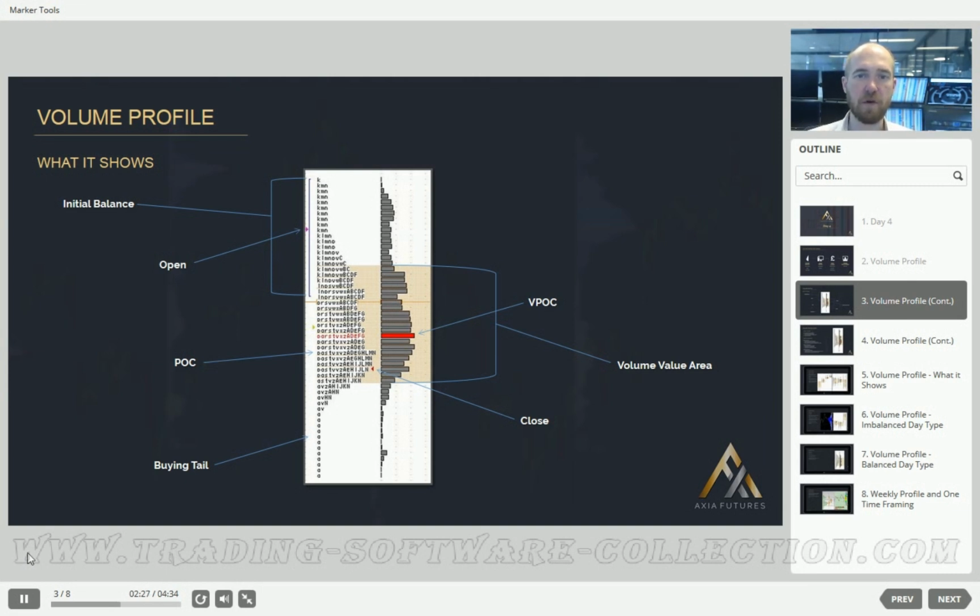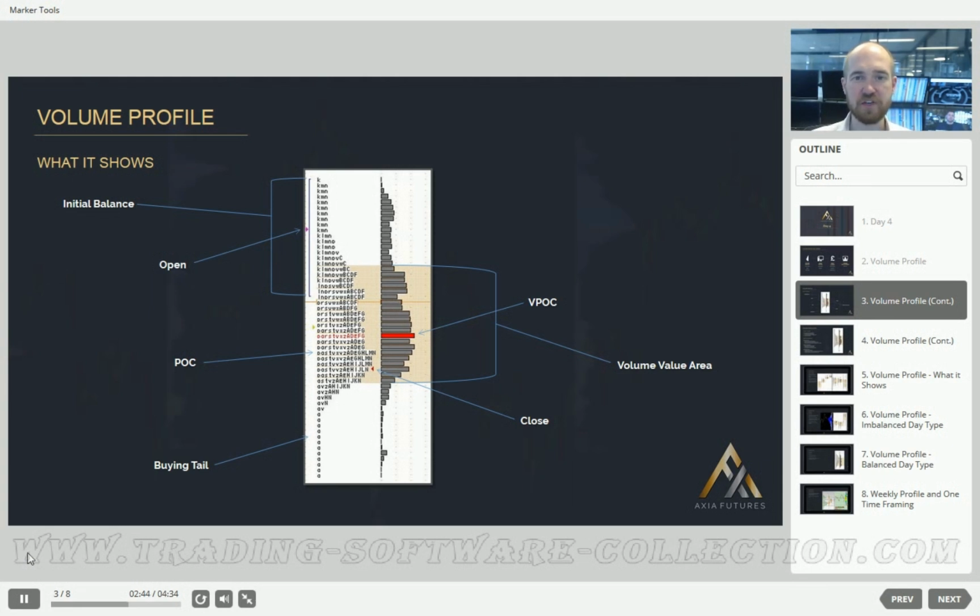Next up, you've got the volume value area. This is where 70% of volume has been traded for the day, distributed throughout the day. So it's an average where the majority, 70%, worked.